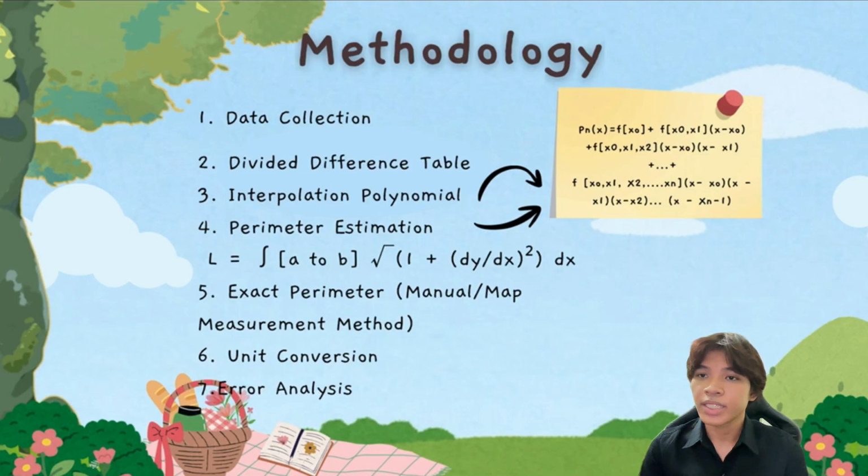The fourth step we did was perimeter estimation, which is L equals the integral from a to b of the square root of 1 plus (dy/dx) squared dx. The fifth step is the exact perimeter, where we use a manual method, or what we call the map measurement method. The sixth step is unit conversion. And lastly, we did an error analysis of the project itself.